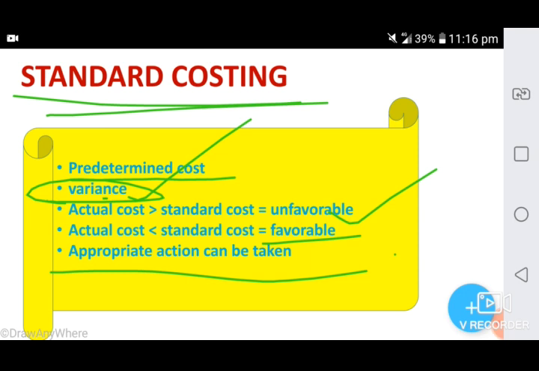That means the variance analysis. That is standard costing. Standard costing is a predetermined cost. If a standard is fixed, it can be compared to the actual cost to find a variance, whether unfavorable or favorable. On the basis of this information, management can take appropriate action. That is standard costing.